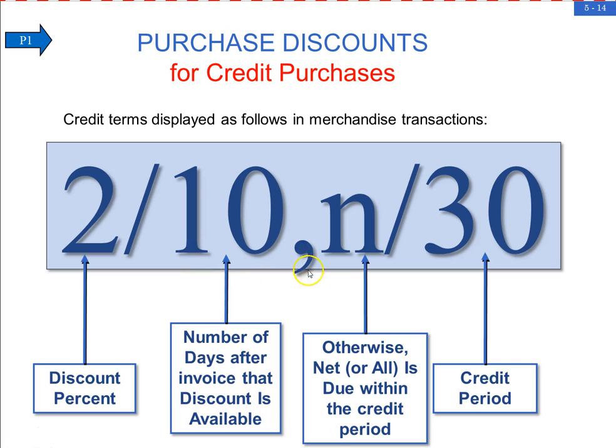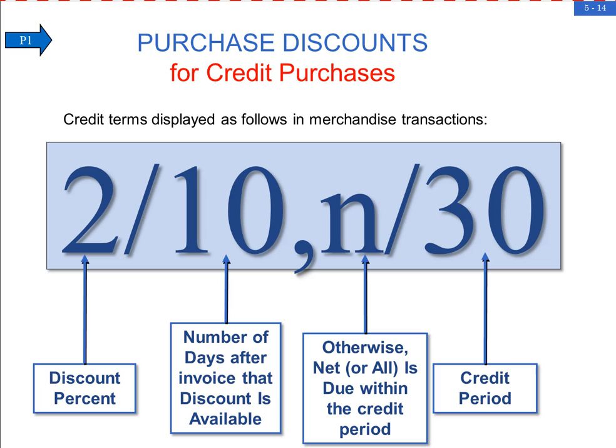Then you're going to see a comma and the letter N, which means net, or the total is due within 30 days. So if we saw these credit terms, and we were a Walmart purchasing agent and bought a whole lot of goods, and our supplier said, look, I'm going to sell you $100,000 worth of merchandise and put it on your account. The total amount is due in 30 days, but if you pay me within 10 days, you can take 2% off. And when we're talking about large amounts, a small percentage can mean a very large discount amount.